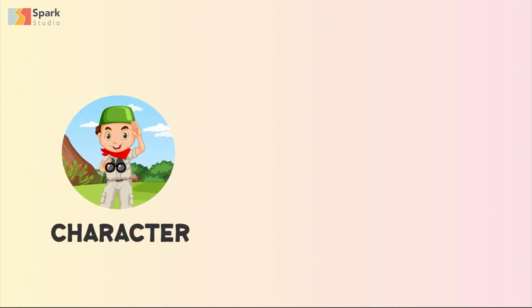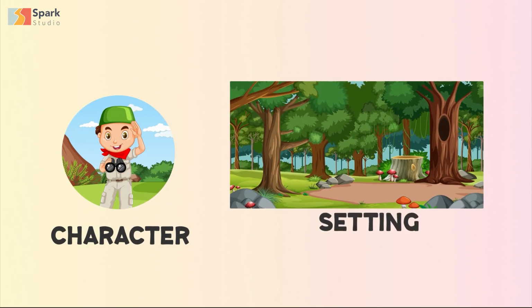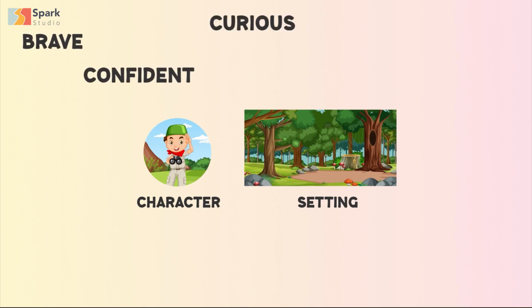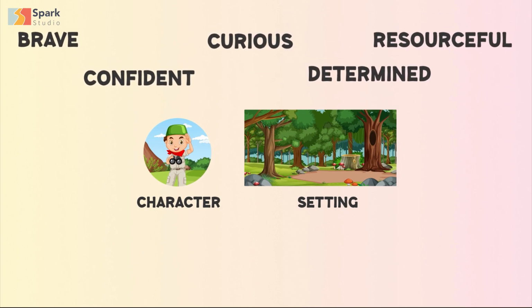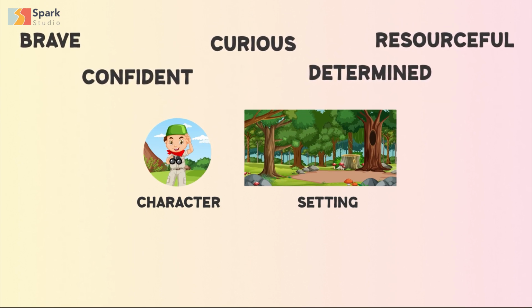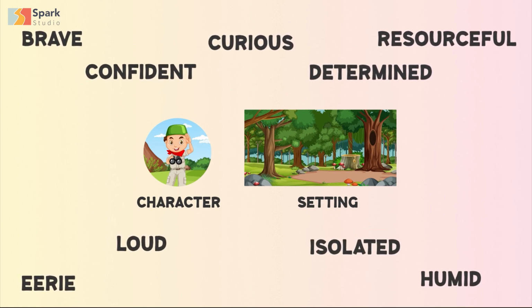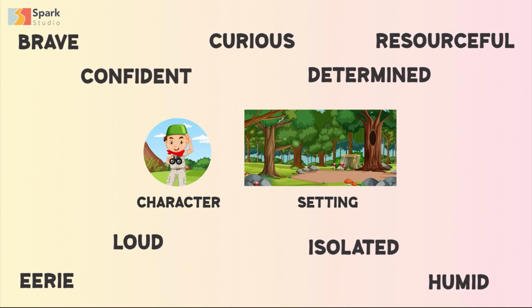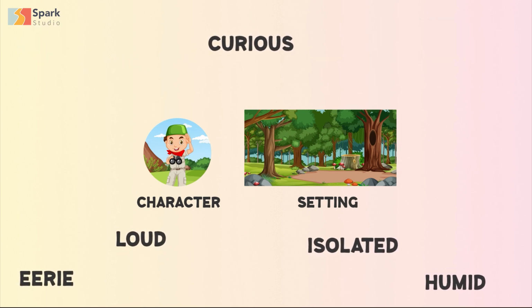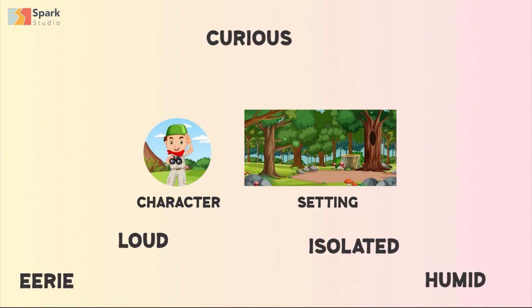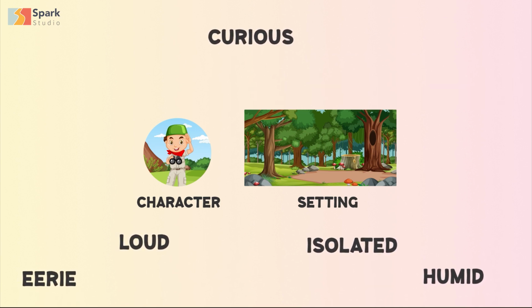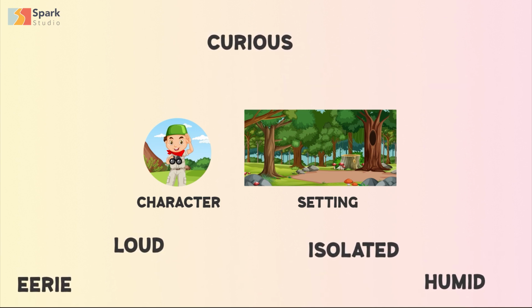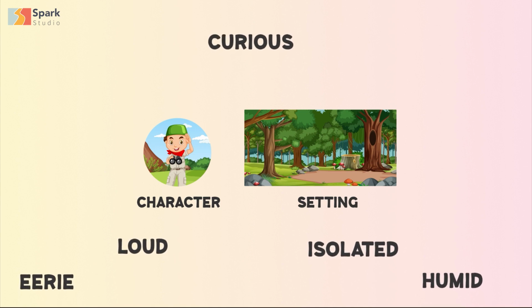Now let's do an activity together, right? So here is the character and here is the setting. Now these are the list of words that either describe the character or the setting. Now, can you help me sort this? Let me do the first one for you. The word curious. In the story, I was curious to know where the path went. So that falls under character.